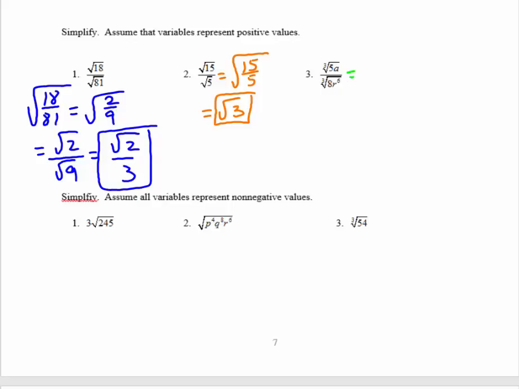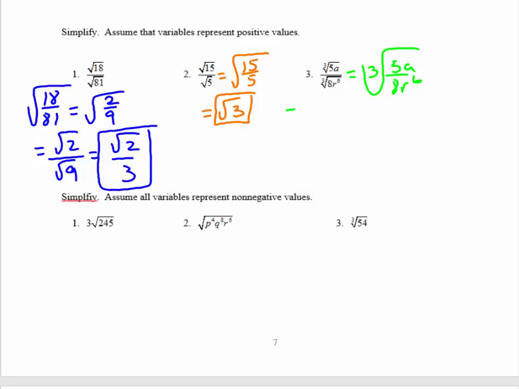Now when we do that on number 3, we have the cubed root of 5a over the cubed root of 8r to the 6. If we put them underneath the same radical, the cubed root of 5a over 8r cubed, we see that we cannot reduce, nothing cancels.